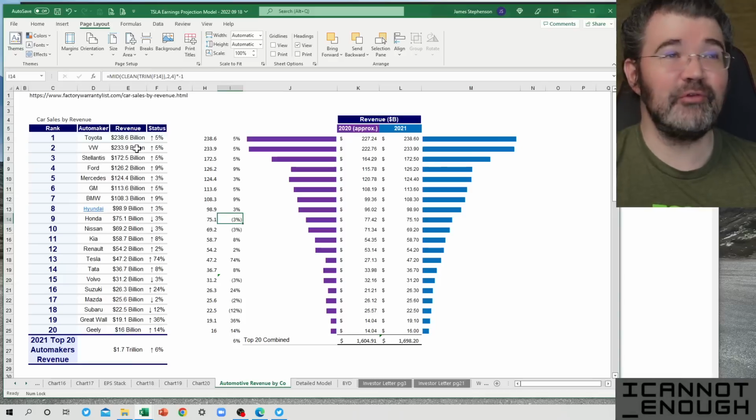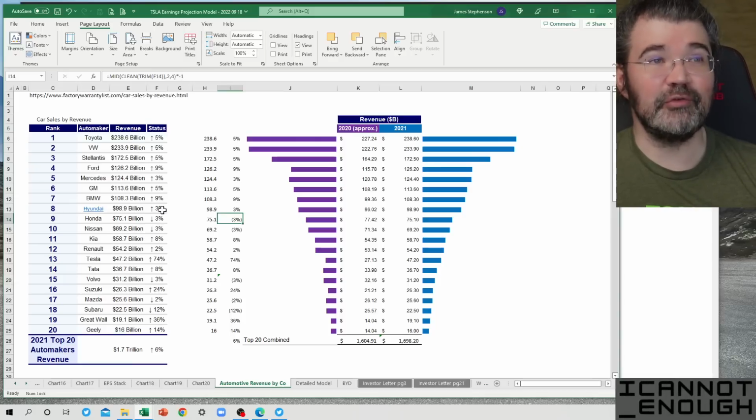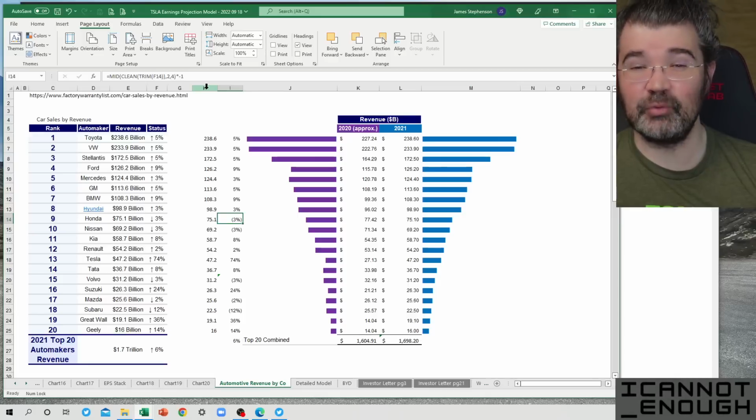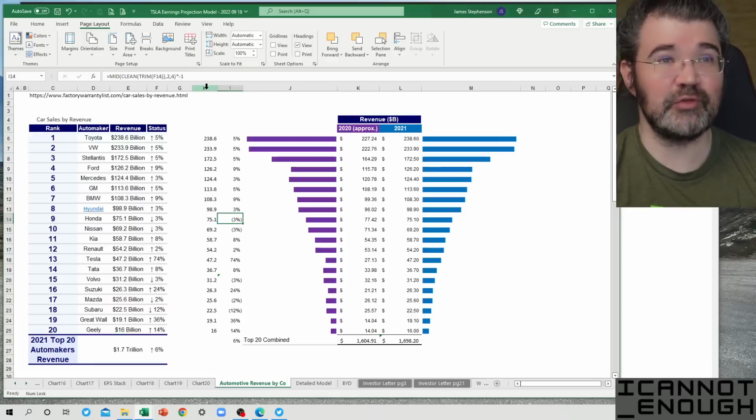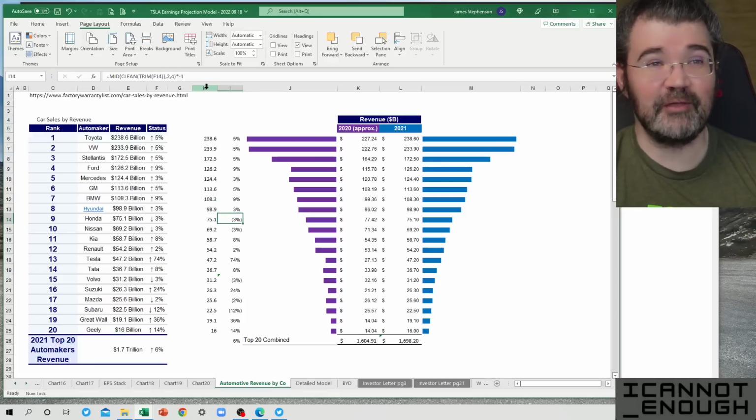And in the cases of the ones that were a down arrow instead of an up arrow, I had to manually change this ×1 to ×-1 to make it a negative percentage instead of a positive number. That's one of the things that got me.